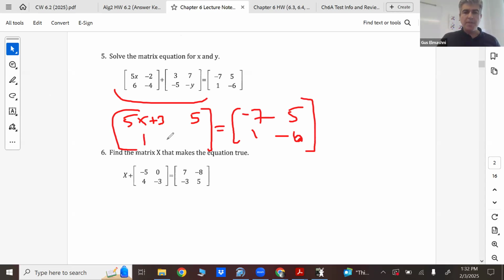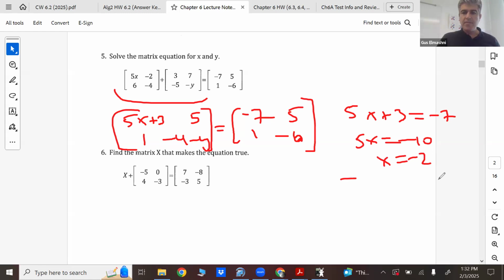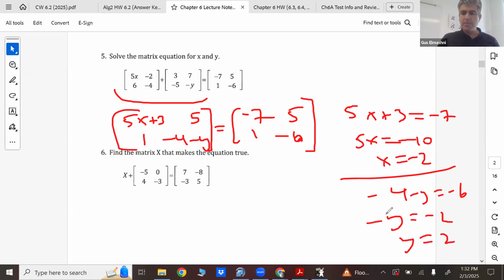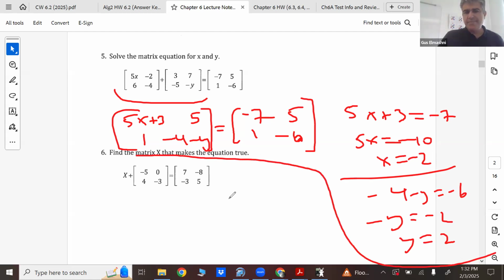6 plus -5 is 1. Awesome. And then -4 minus y. So guess what? 5x plus 3 equals -7. 5x equals -10. X equals -2. And then -4 minus y equals -6. Y equals -2. Y equals 2. Cool. So you just line them up. That's all you're doing. For this one, X is a matrix.